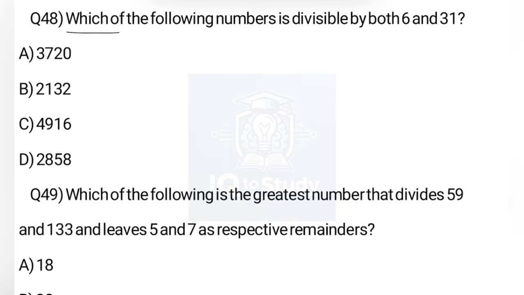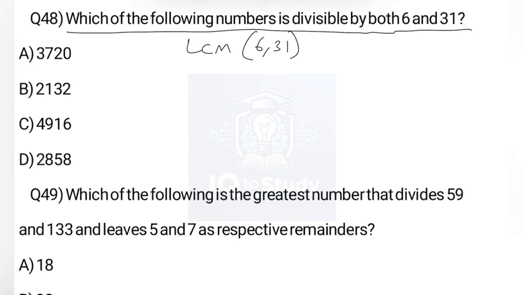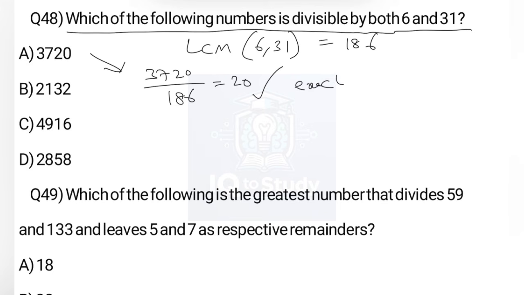Which of the following numbers is divisible by both 6 and 31? Let's find the LCM of 6 and 31, which is equal to 186. Check which option is divisible by 186. Consider option A. 3720 divided by 186, which is equal to 20. So it is exactly divisible.